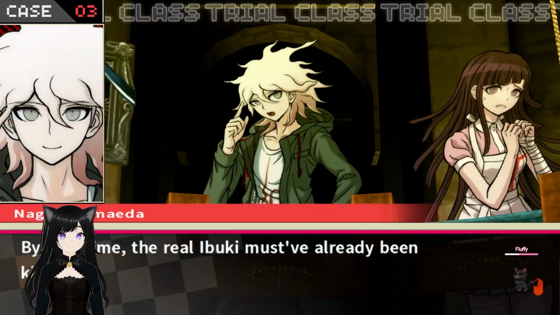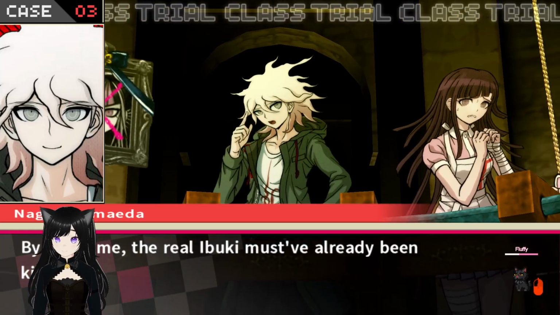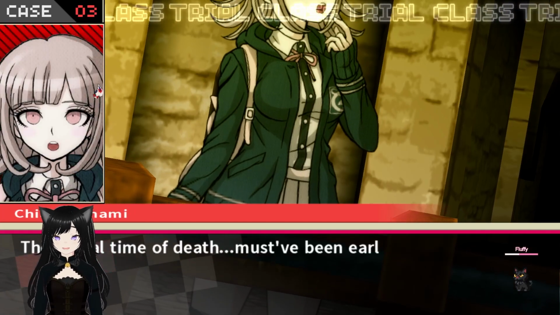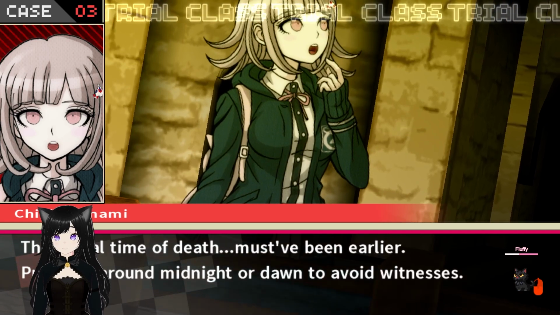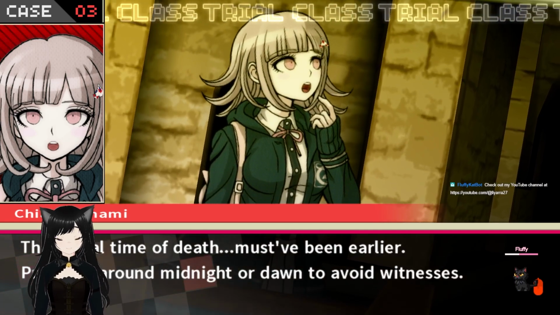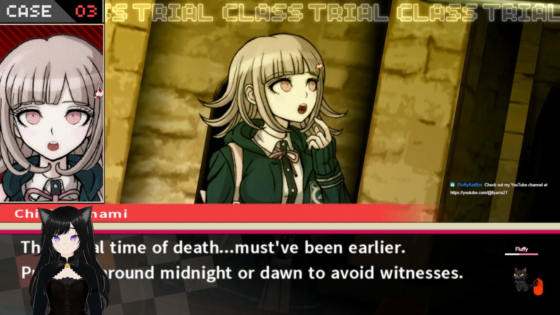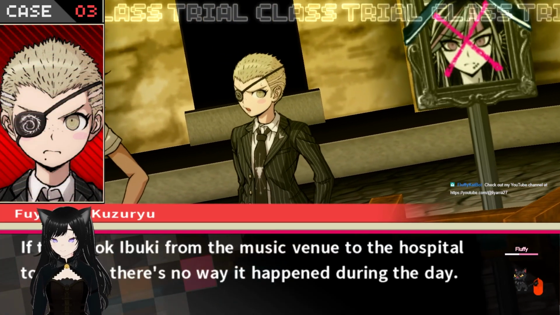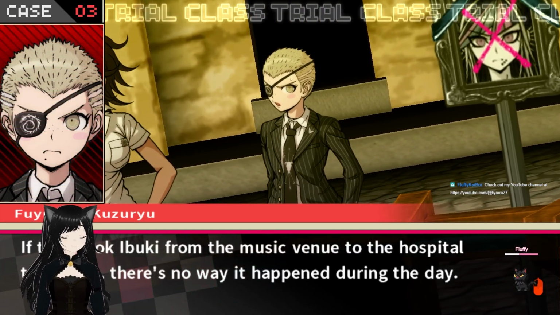By that time, the real Ibuki must have already been killed. That's leaving very little suspects left. The actual time of death must have been earlier. Probably around midnight or dawn to avoid witnesses. If they took Ibuki from the music venue to the hospital to kill her, there's no way it happened during the day.